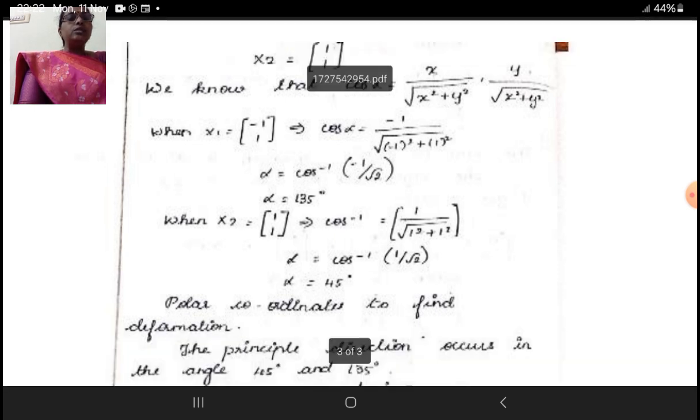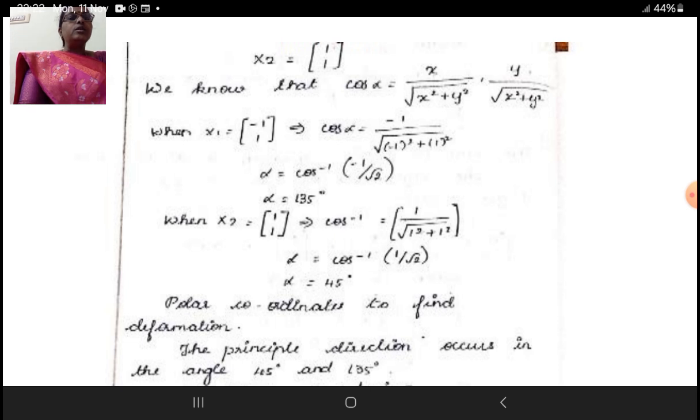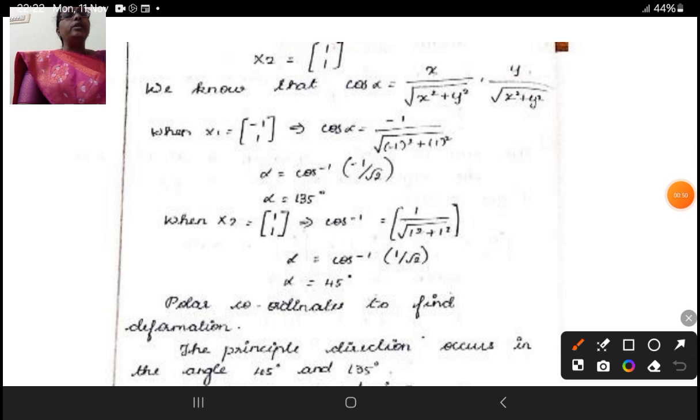For the elastic membrane we want to calculate the theta value, in which degree it will be. We know the formula: cos alpha equals x divided by square root of x square plus y square, and sin alpha equals y divided by square root of x square plus y square. For each value separately we can calculate. So x1 equals (-1, 1); you can choose these two values, where this is the x value and this is the y value. Each value we can substitute in this equation.